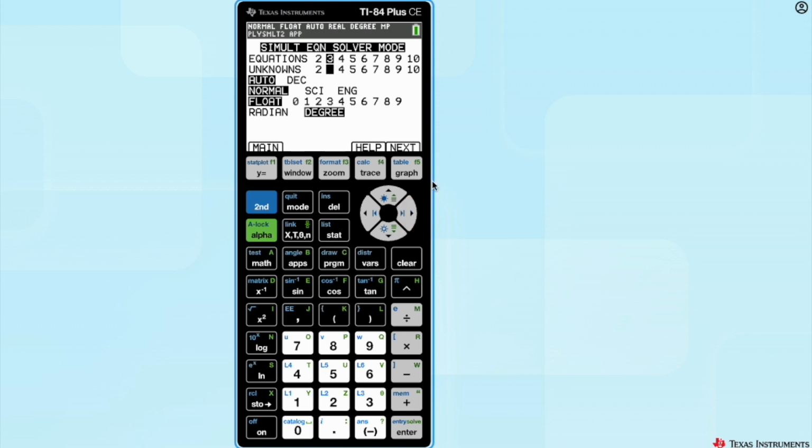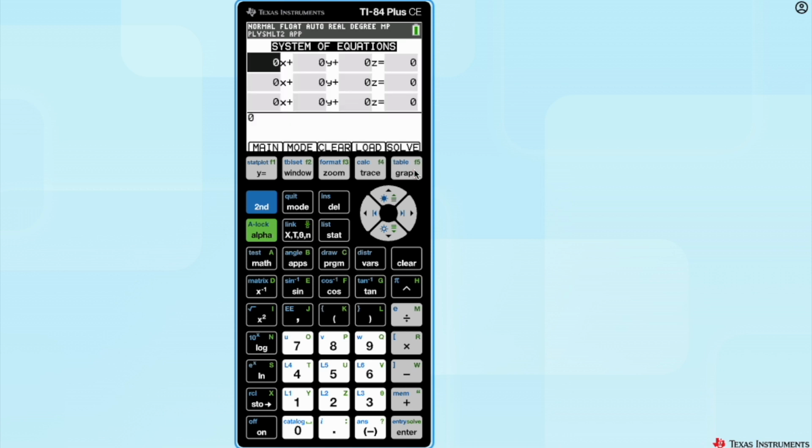There we go. And if I click next, I just enter in my coefficients. So we've got 1, plus 2, minus 1 equals 4. We've got 2 minus 3 plus 1 equals -3. There we go. And 3 plus 1 minus 4.